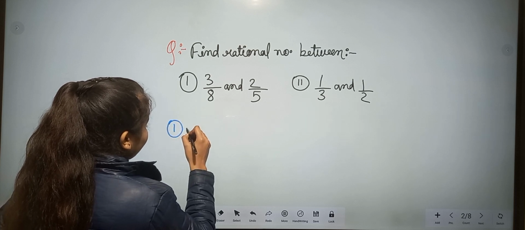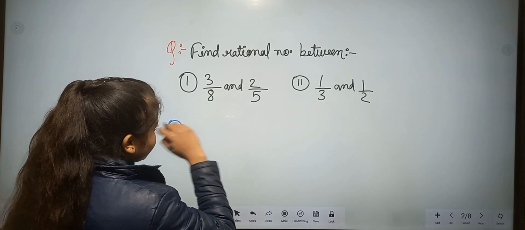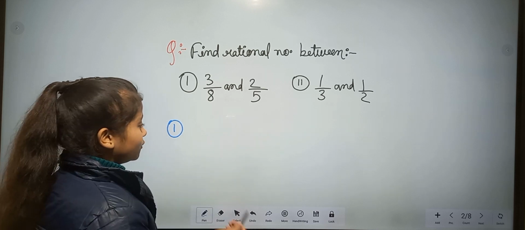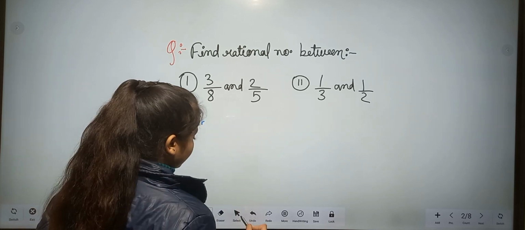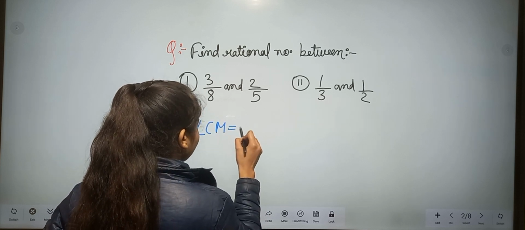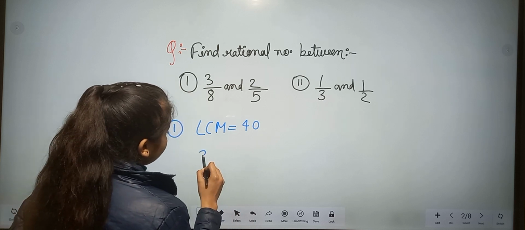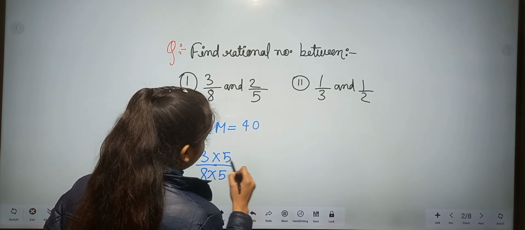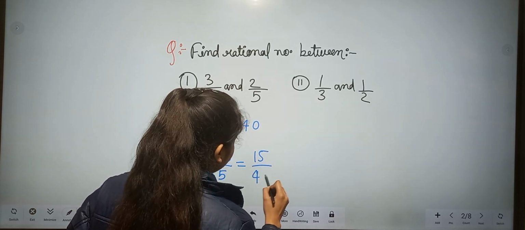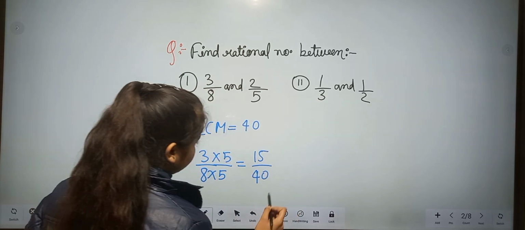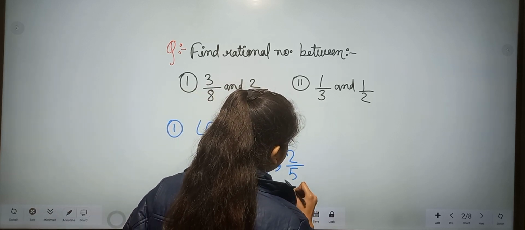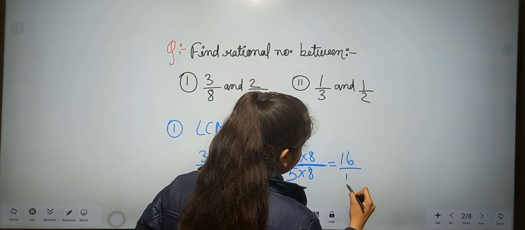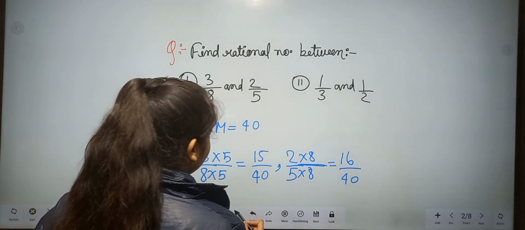First of all, we have to take the LCM of the denominators, or you can also make the denominators the same on both sides. Okay, so LCM is equal to 40, so make the denominator the same: 3 by 8 into 5 by 5. And for 2 by 5, multiply by 8 by 8, we get 16 by 40.